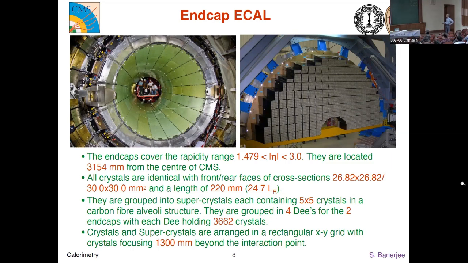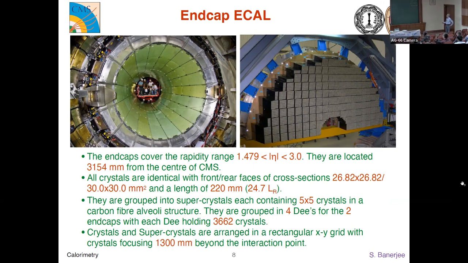And you can see the length is 220 millimeters, which is 24.7 radiation lengths, compared to something close to 26 radiation lengths in the barrel. I'll come to the reason soon why we have made a shorter radiation length in the end cap. Now, these are grouped, containing 5 by 5 crystals in a carbon fiber alveolar structure.